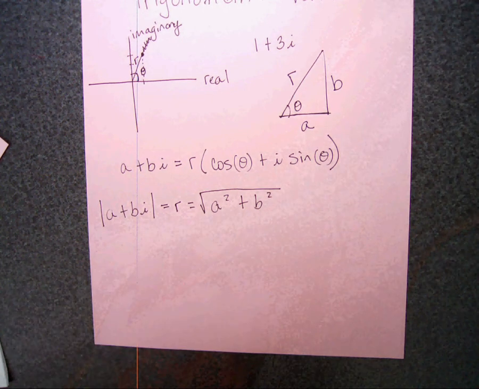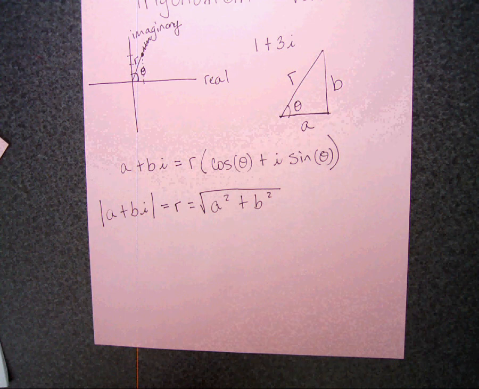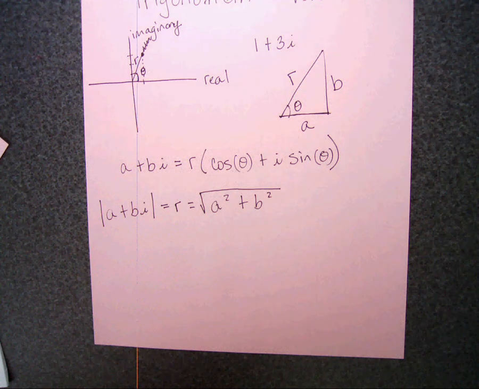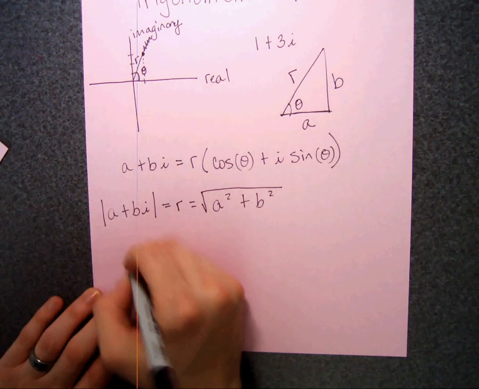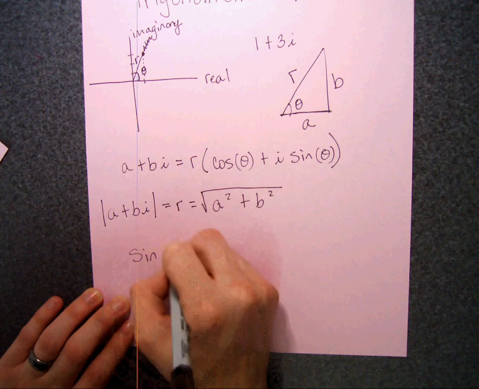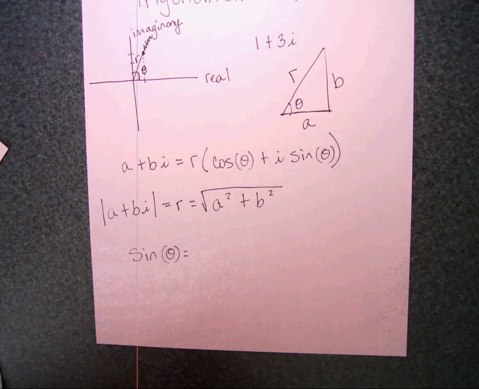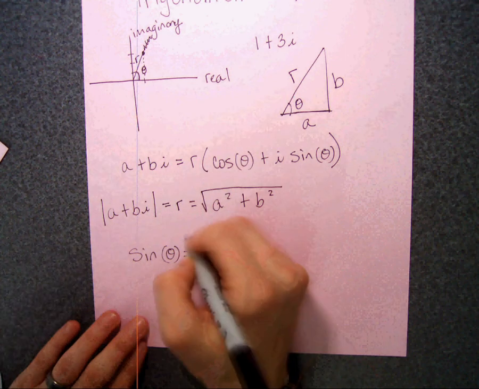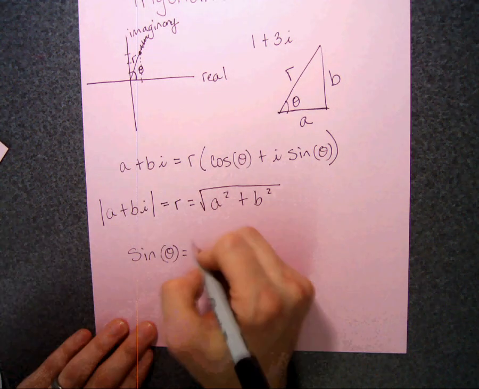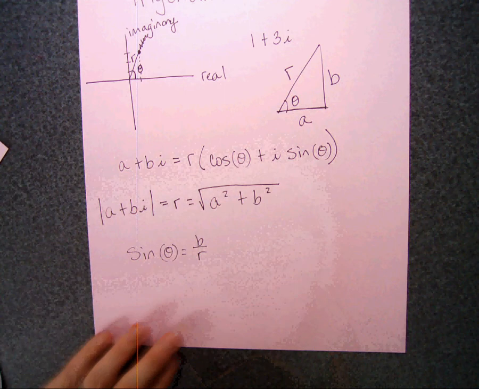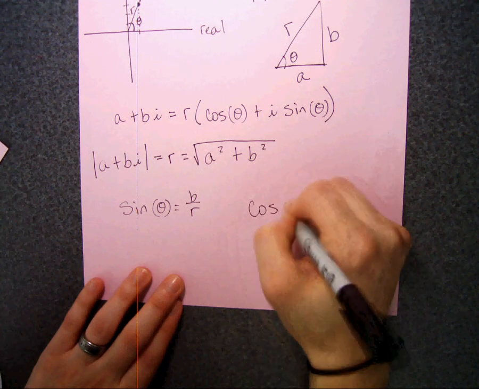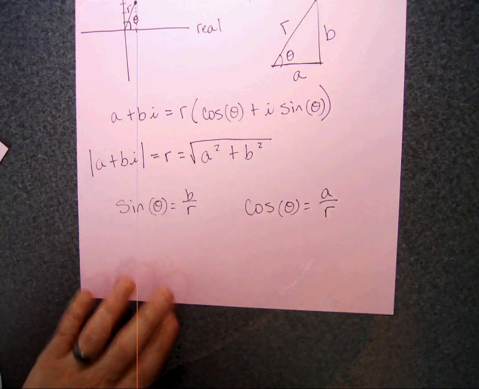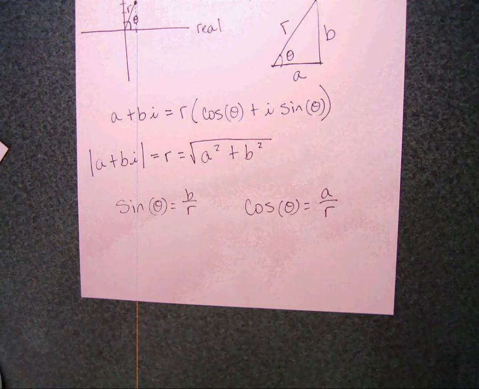What's one way I could find theta? I could use sine, right? So sine of theta would be equal to what? B over r. I agree. And what's another one? Very good. So either one of these little equations that y'all just developed, hand clap, very nice. Either one of these will work out perfectly fine. You can use either one, whichever one seems to be easier.